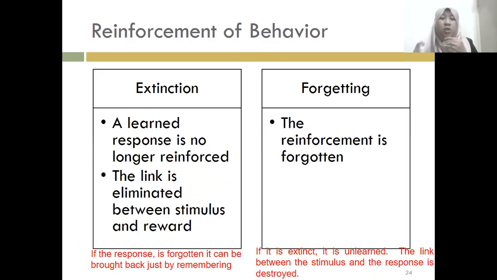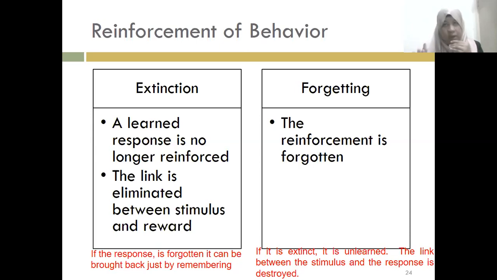Okay, alright. So extinction: a learned response is no longer reinforced. The link is eliminated between stimulus and reward. If the response is forgotten, it can be brought back just by remembering. So that's what extinction means. It means the learning that you learned is no longer reinforced. They say in here this link will be eliminated between the stimuli and also the reward.